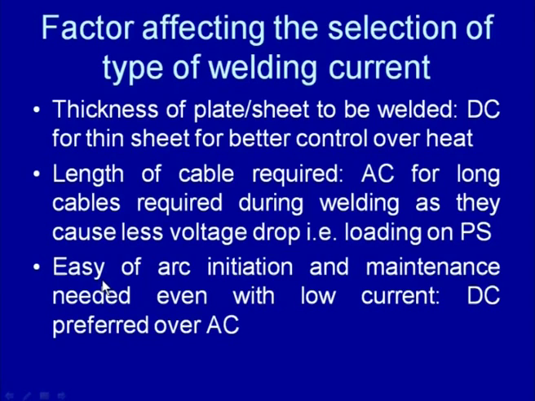Another factor that affects the selection of the suitable type of welding current is the kind of arc initiation and maintenance which is required. For easy arc initiation and maintenance, even with low current, DC is preferred over AC, because in case of DC the magnitude and direction of current remain constant, and once it is fixed, we can have a smooth and stable arc even with a very low level of current, while in case of AC there is a continuous change in magnitude and direction of the current. So, when the current passes through the 0 level, the arc tends to get extinguished, and that is why the initiation and maintenance of the arc becomes difficult, especially with a low level of welding current.